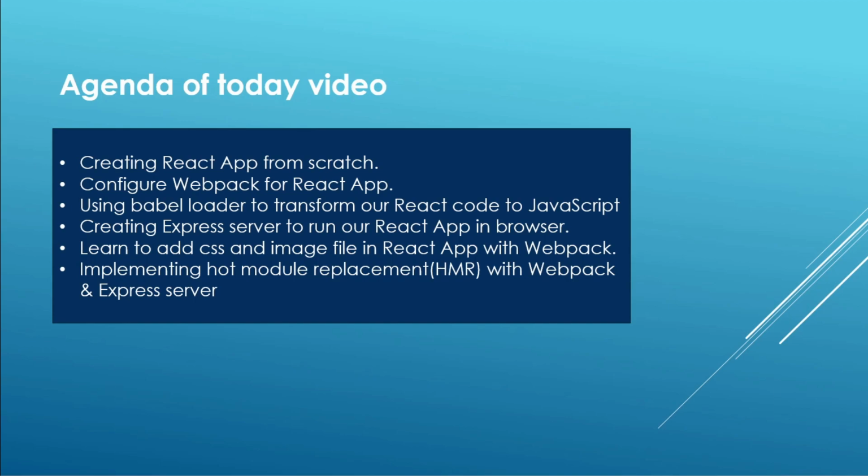application. We are also going to see how we can add CSS and image files to a React application with the help of Webpack configuration. So we are going to configure loaders and plugins inside our Webpack configuration file, and at the end we are also going to see how we can implement hot module replacement in our React application, which is responsible for refreshing the browser whenever we make code changes in our React application. So all these things we are going to learn in today's video, and I hope you will be able to learn some important concepts related to Webpack and Babel in today's video.